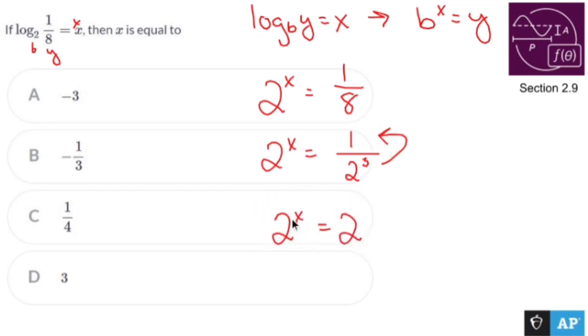So now that I have a base of 2 to the stuffed power equals a base of 2 to the stuffed power, and when you have the same exact bases equal to each other, their exponents equal to each other. So x in this case is -3. Oh, wasn't that fun?